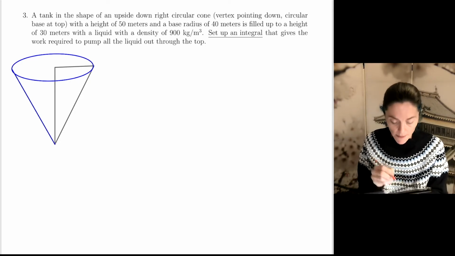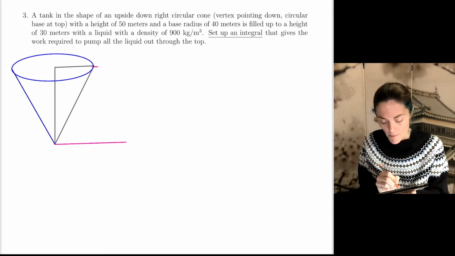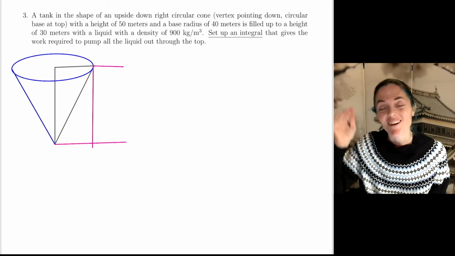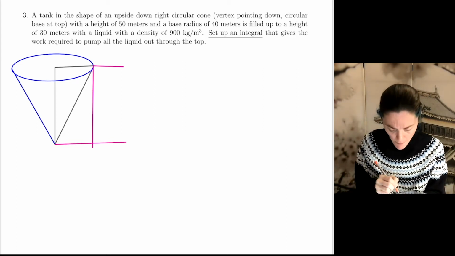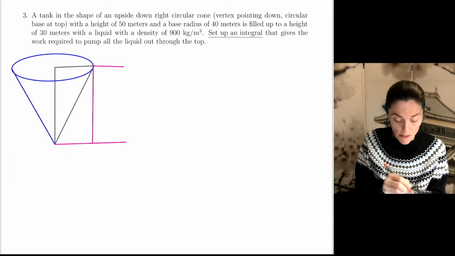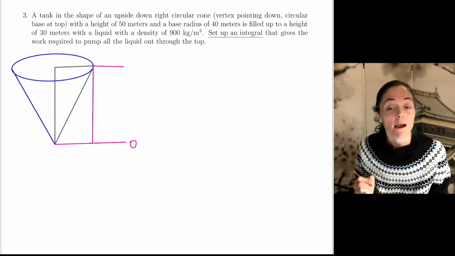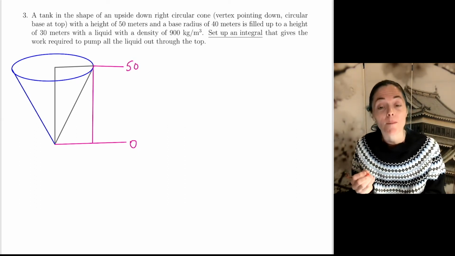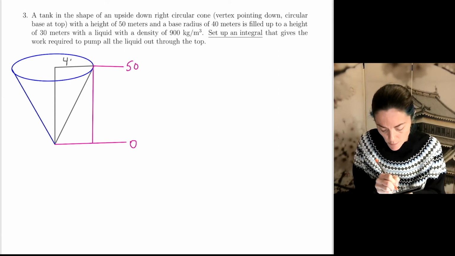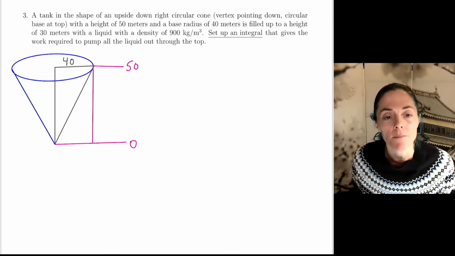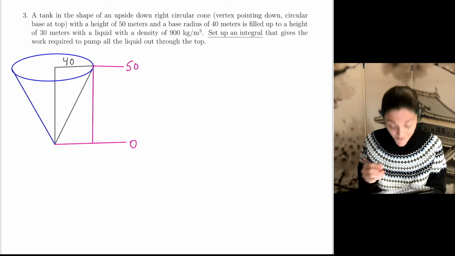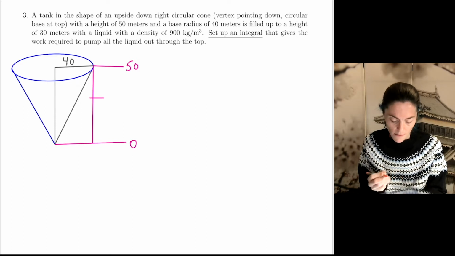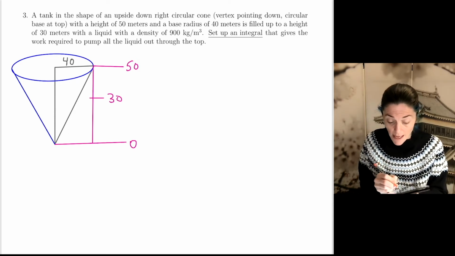Now let's start labeling things. I always put 0 at the bottom, whether my vertex is pointing up or pointing down, because this is how my world is oriented. It's what makes the most sense to me. So here's 0. Now we are told the height is 50 meters, I can put this here. We're also told the base radius is 40 meters, so I can put 40 here. And then it's filled to a height of 30 meters. So let's find 30, say maybe it is here. Here's 30. And then I have some liquid.